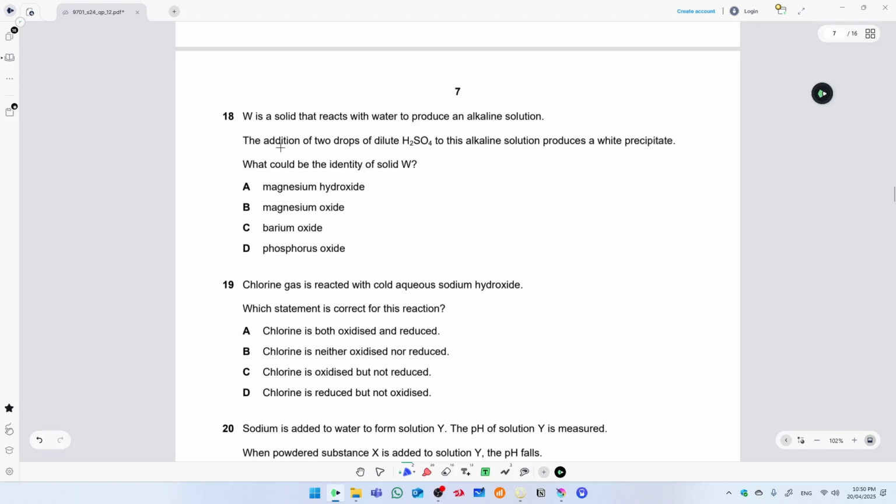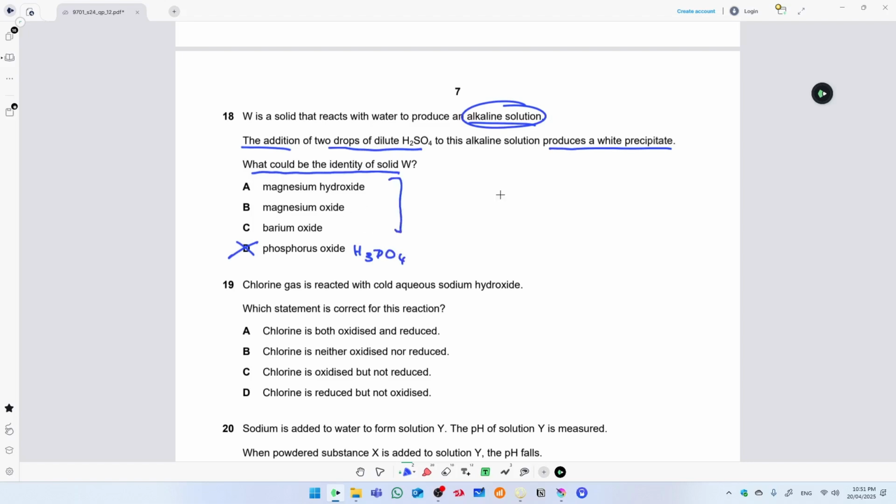18. W is a solid that reacts with water to produce an alkaline solution. The addition of 2 drops of dilute H2SO4 to this alkaline solution produces a white precipitate. What could be the identity of solid W? Okay, so the alkaline solution, so it can't be phosphorus oxide because it will form phosphoric acid, which is very acidic. So these are the possible answers for now.